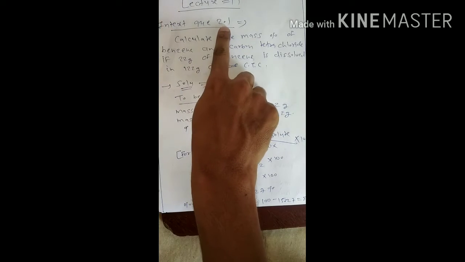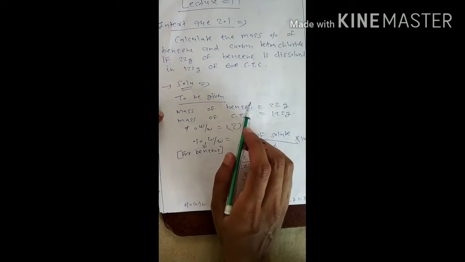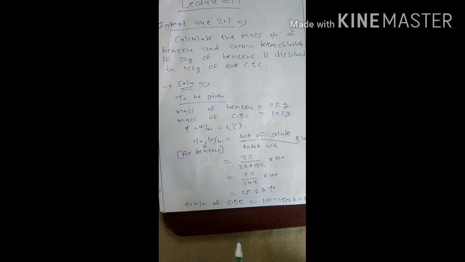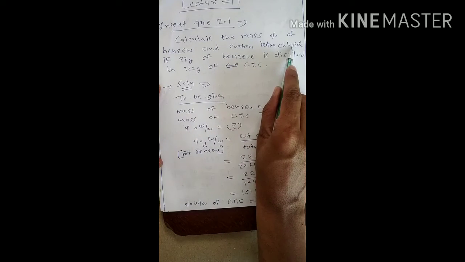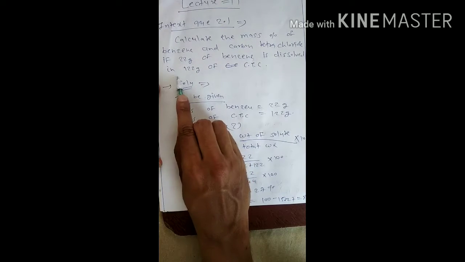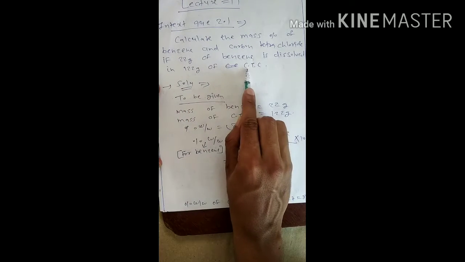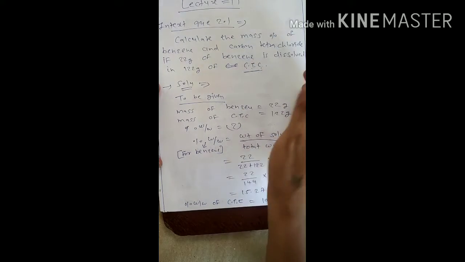Okay. Now the first question, that is INTEXT question number 2.1. It is not from your exercise, it is from your INTEXT question. The question is like this: calculate the mass percentage of benzene and carbon tetrachloride, if 22 grams of benzene is dissolved in 122 gram of CTC, means carbon tetrachloride, that is its short form. Okay, I have written a short form here, CTC, carbon tetrachloride.